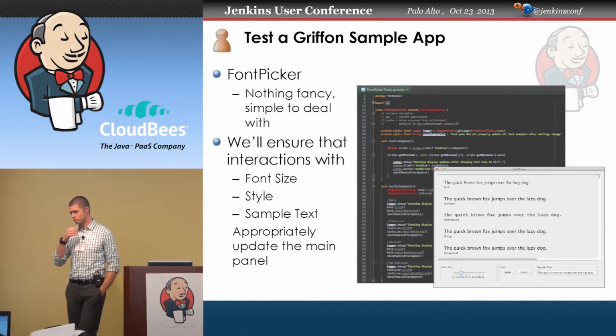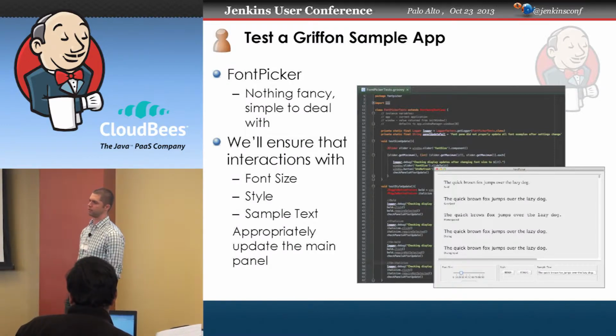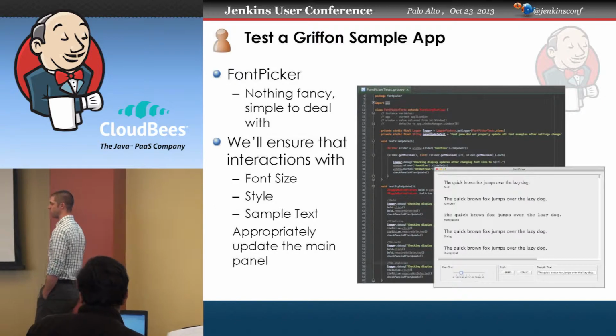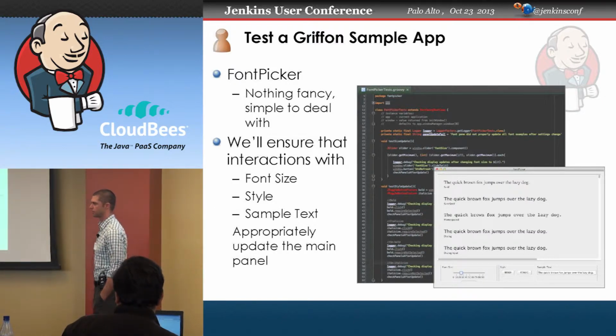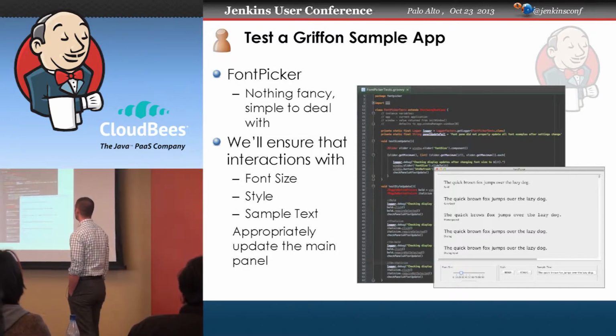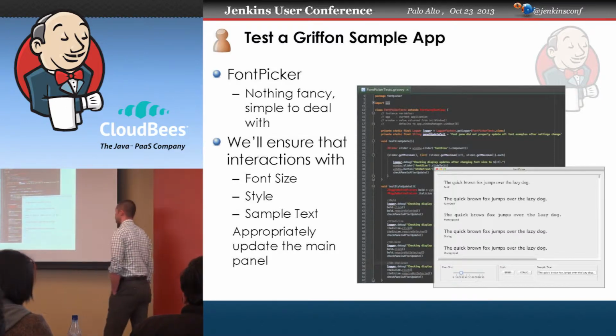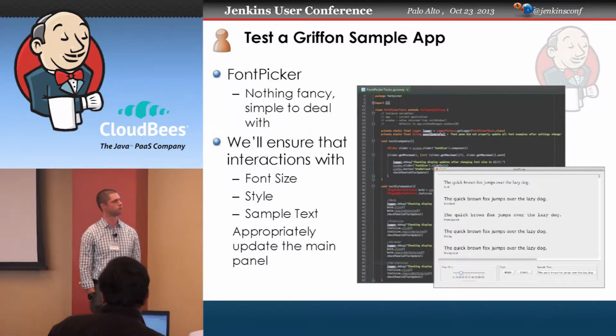So for the purposes of this, we decided we would just go with a sample Griffin app here at the conference. This is a trivial application called Font Picker, which basically displays a really simple Java Swing application where you've got a main panel right here, which looks up all of the different fonts that are available on the local system that it's running.